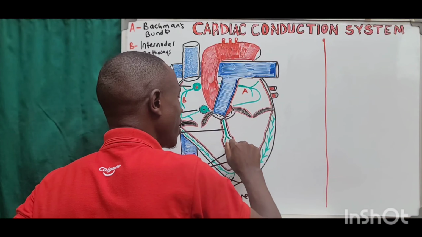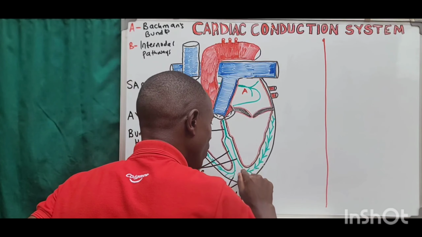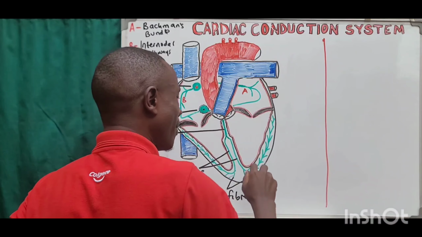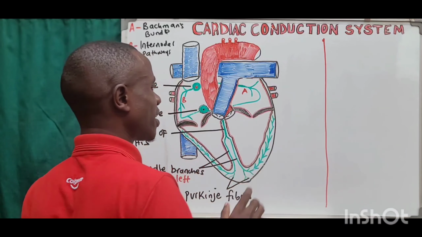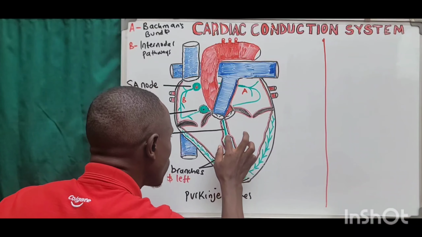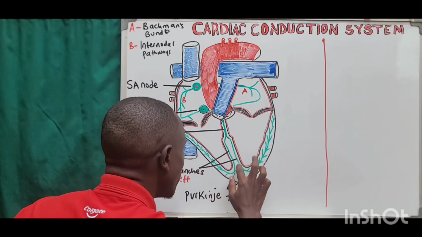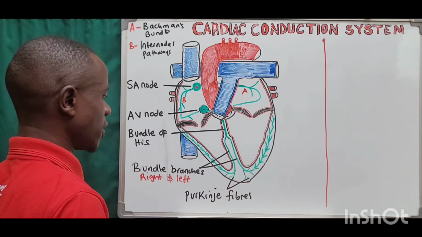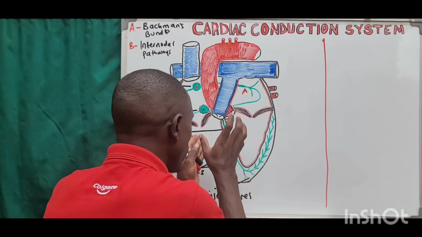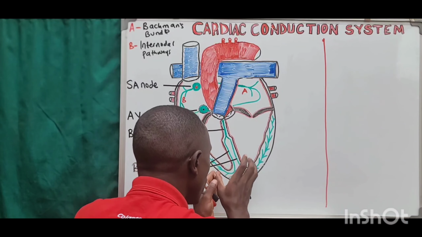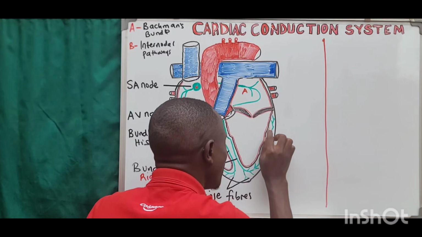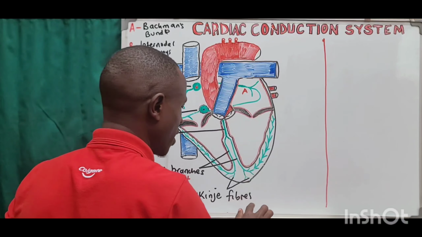Then the left bundle branch will also move down. Then it goes to the left side of the myocardium, and then it starts splitting off into other tiny structures. Now, these ones here are what we call the bundle branches, the right and then the left bundle branch. And then from there, once they move the action potentials down, it will now move to these very many tiny fibers, which we are calling the purkinje fibers.